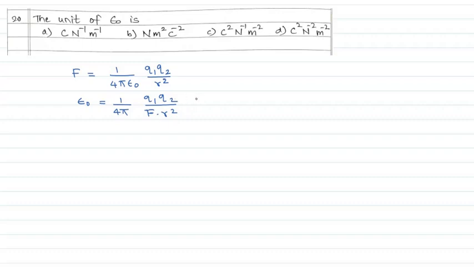Now substitute the units of this. Q1 into Q2 means you will have Coulomb square. Force is in the denominator, so per Newton. Distance is also in the denominator, so you will have per meter square. So Coulomb square per Newton per meter square. So C is the answer.